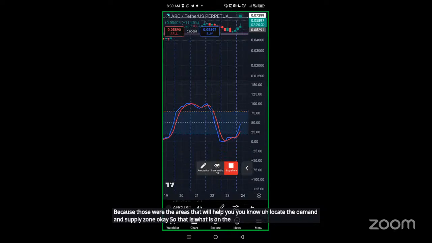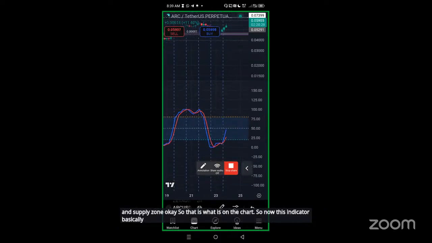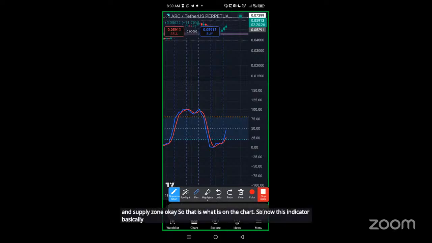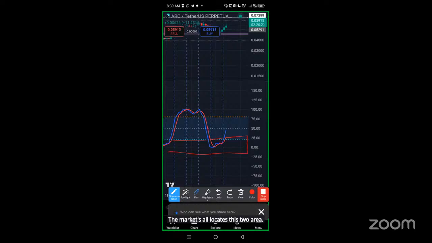So now this indicator basically demarcates or locates these two areas, the ones that are below the 20%, and then that one which is above the 80%. So this area, okay, and then this area. The areas below the 20% is what we call the oversold area or region.